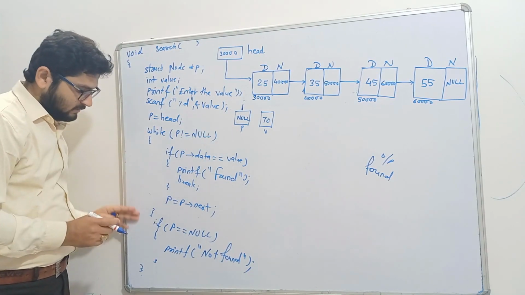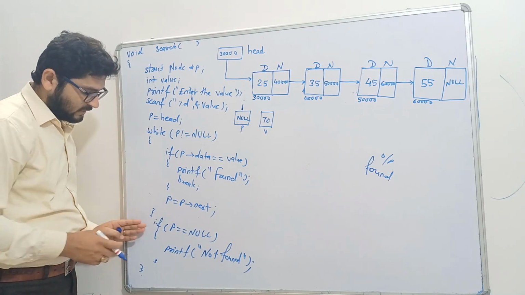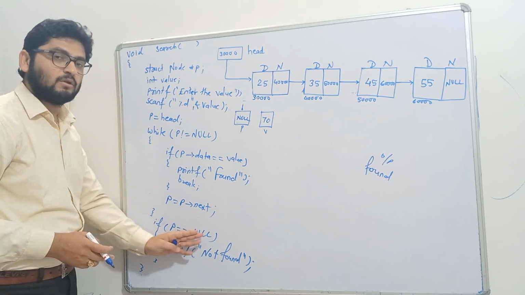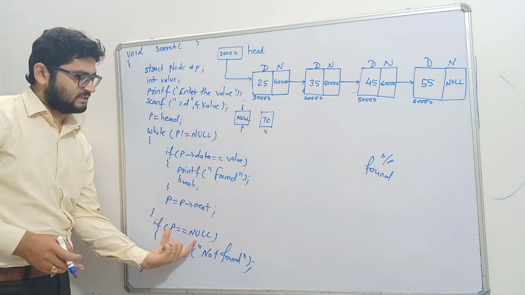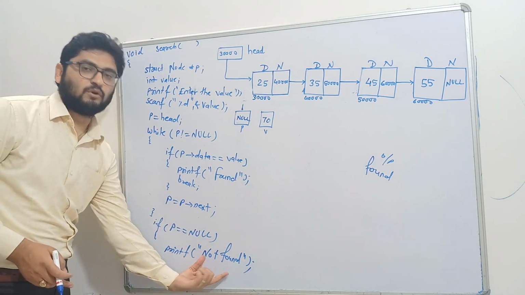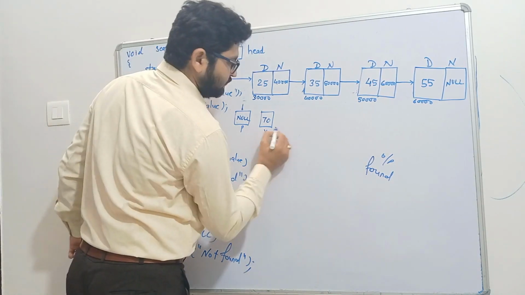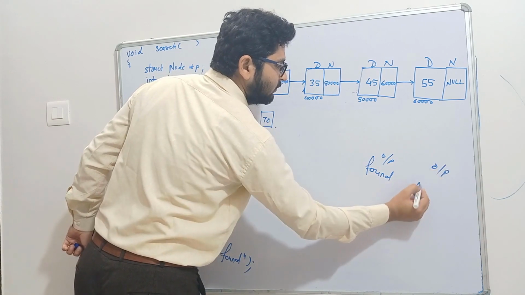So after this while loop, it will check whether P equal to null or not. P is null, so this condition is true. That's why it will print not found. So for this case, the output will be not found.